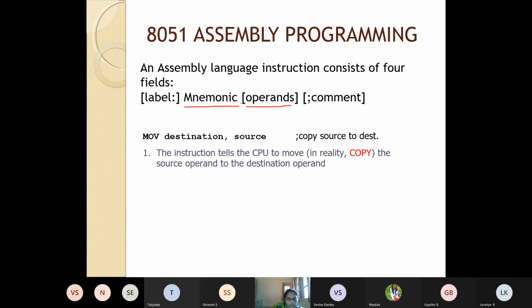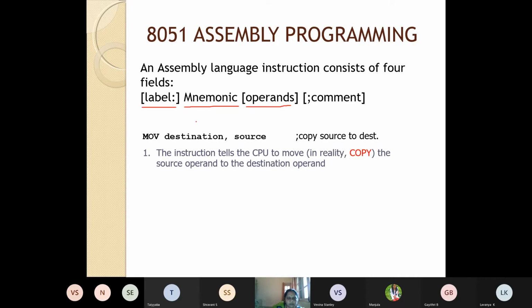Okay, so the mnemonic, which is the opcode, should be present. It is followed by the operands. Operands may be one operand, two operands, or zero operands. Each instruction may have a label. The label, again, is optional.